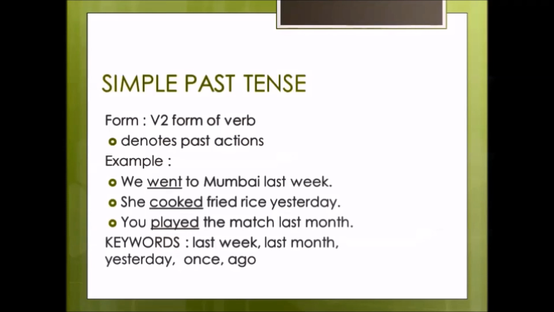She cooked fried rice yesterday. V2 form here is cooked and V1 form here is cook. You played the match last month. The V2 form of the verb here, that is the past form here, is played and V1 form is play. So whenever you're getting keywords like last week, yesterday, last month, once, ago, all these things represent the action that has got completed in the past. So you have to use simple past tense in that case.